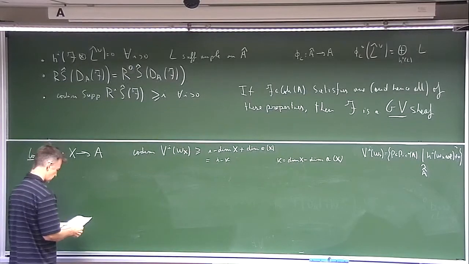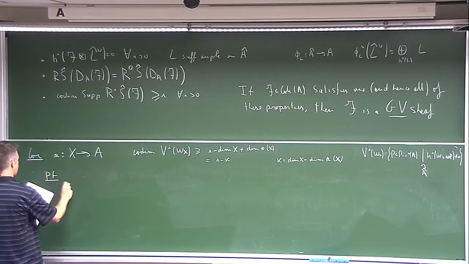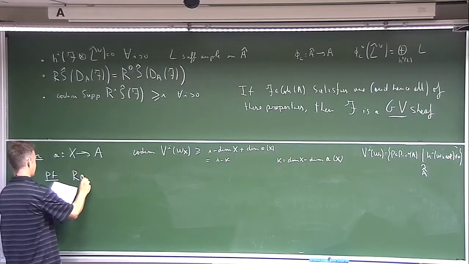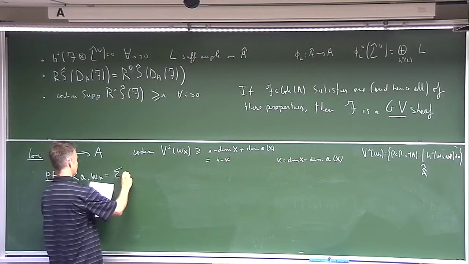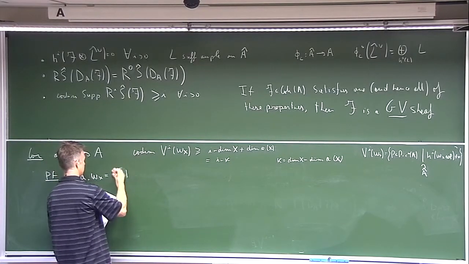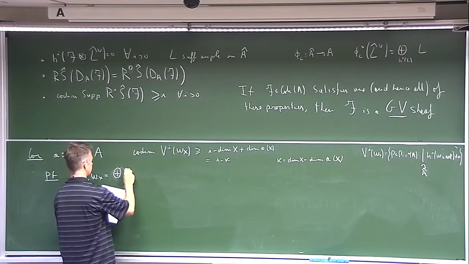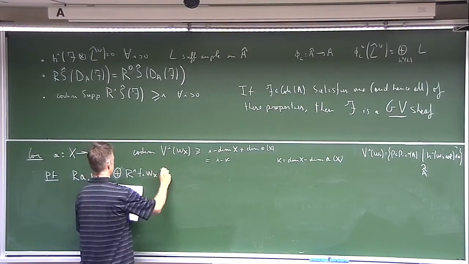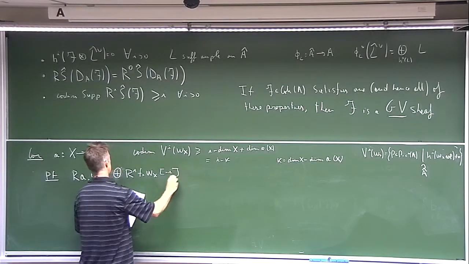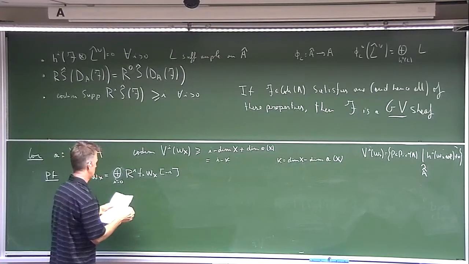OK, so let's do the proof. By Kollár's theorem, I know that Rf lower star of omega x splits as a direct sum of, maybe this is more appropriate, R^i f lower star omega x shifted by minus i, for i equals 0 to k.